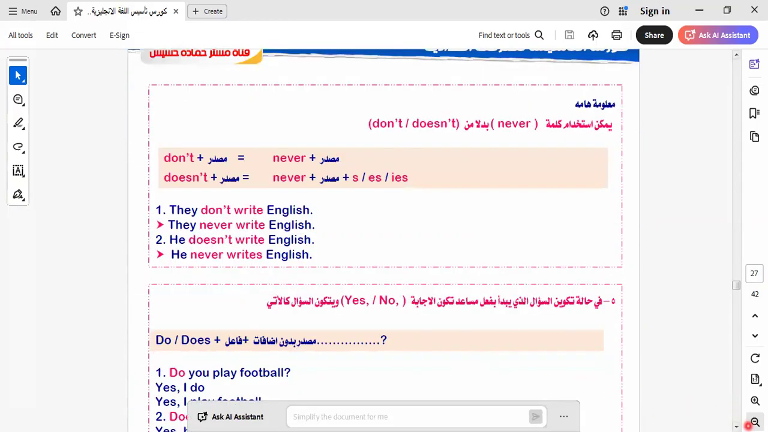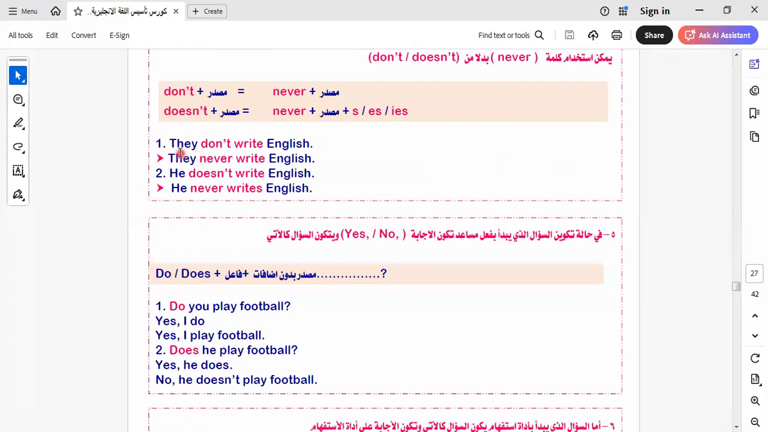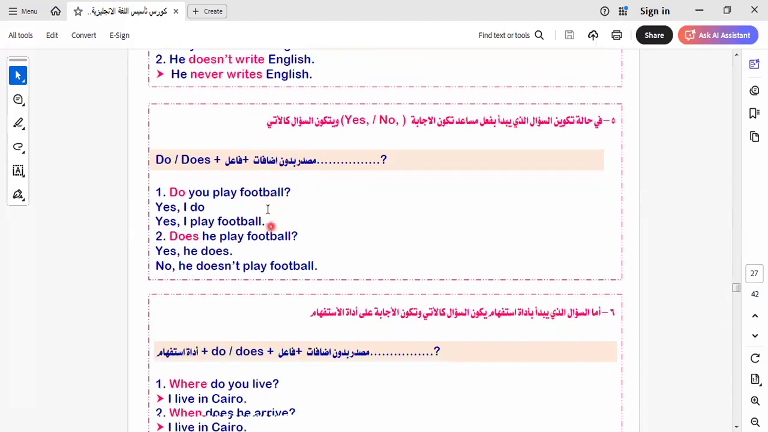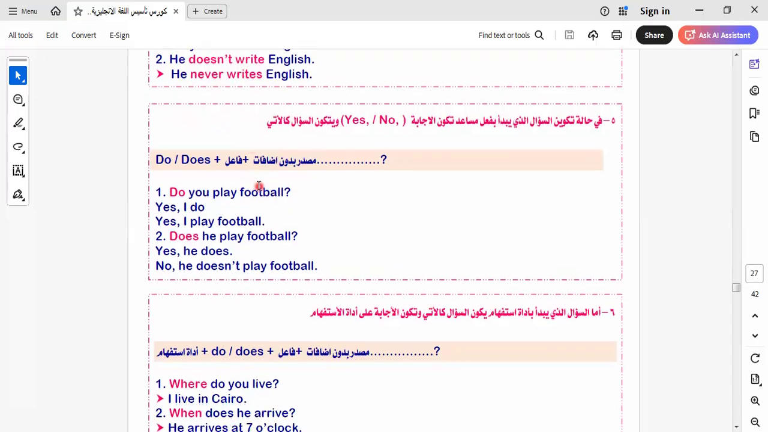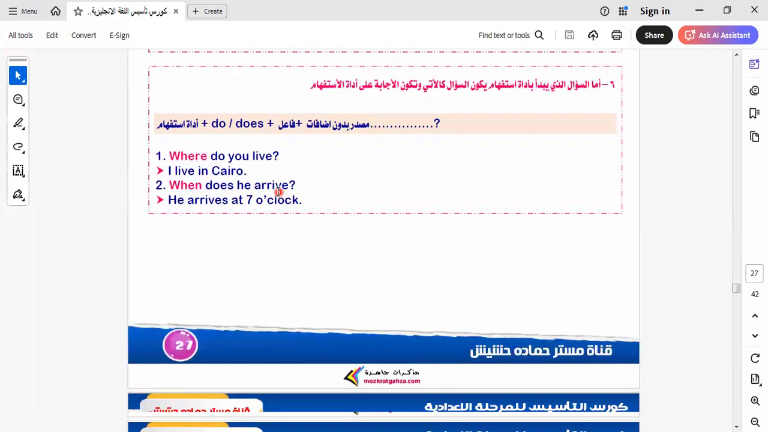I explained this before, but I repeat it again to remind you. Here we have they don't write, or they never write. He doesn't write. He never writes. Here it is never writes, so I put S because I don't have doesn't. If I have doesn't here, I can't put S here, because I used never instead of doesn't. When we use do or does, the verb must be in the infinitive form.